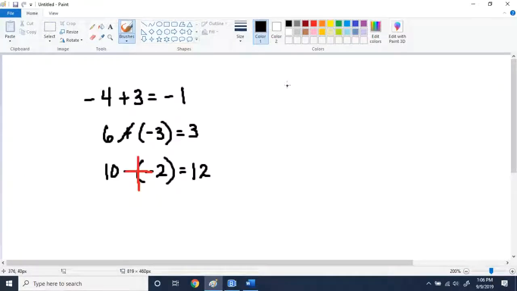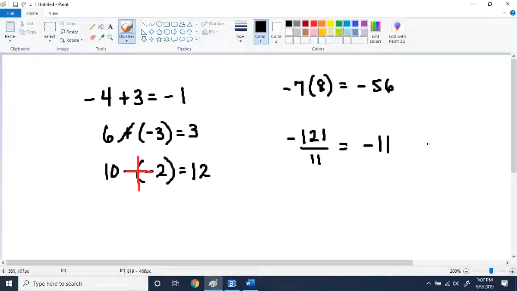For multiplying, a negative 7 times 8 is going to be a negative 56. For division, negative 121 divided by 11 is going to be a negative 11. And that concludes this video about integers.